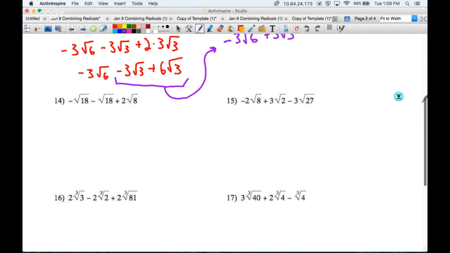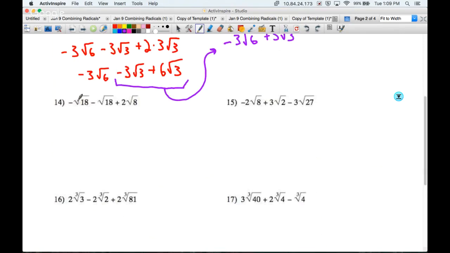All right, moving on. 14. Negative square root of 18 minus square root of 18. Right off the bat, I'm just going to make that a negative 2 root 18 plus 2 root 8. These both have square factors, so they can be simplified a little further.